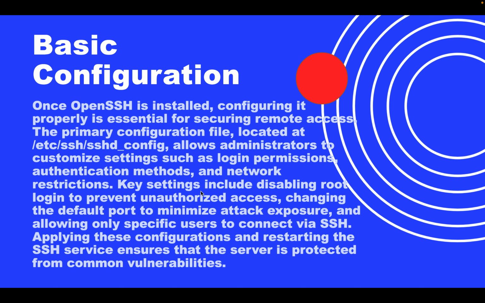Key settings include disabling root login to prevent unauthorized access, changing the default port to minimize attack exposure, and allowing only specific users to connect via SSH. Applying these configurations and restarting the SSH service ensures that the server is protected from common vulnerabilities.